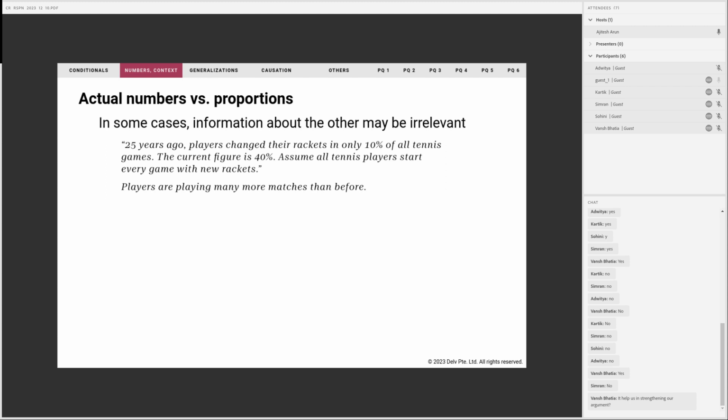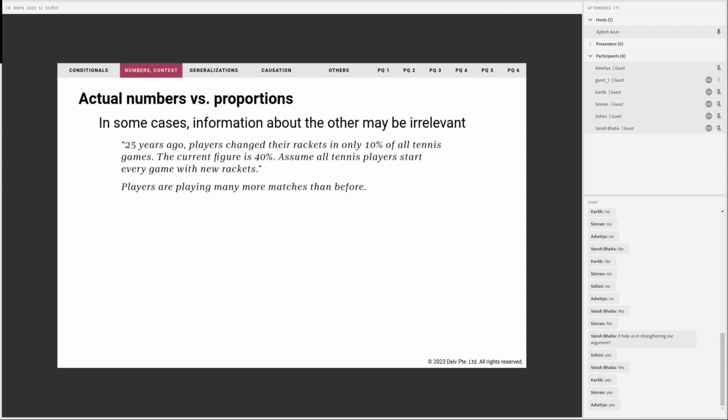So just a quick check, keeping that second statement in mind about everyone starting every game with new rackets, are we okay saying that this statement is probably irrelevant about the number of matches? Let me have a quick yes or no. Okay, I see a couple of yeses. How about the rest of us?